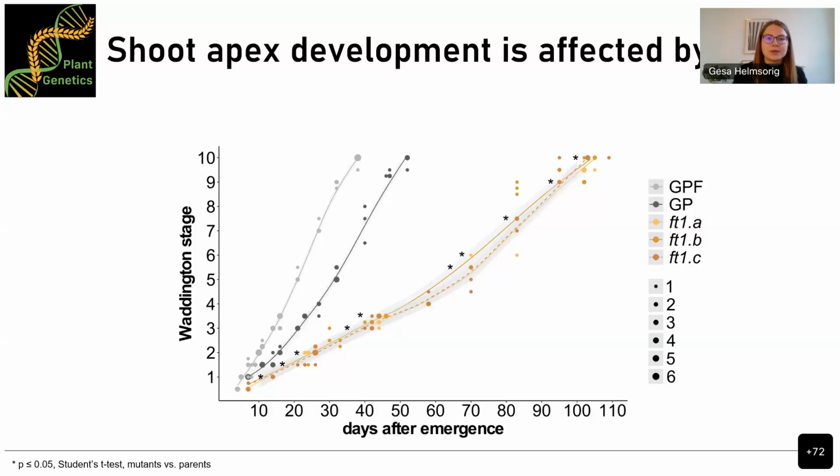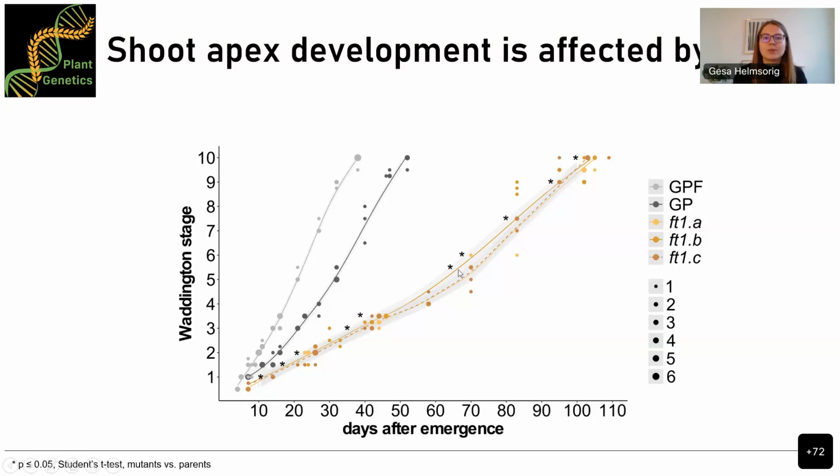So when we look at the development of these plants, we have here the Waddington stage plotted against the days after emergence. Once again, here in these gray lines, we can very nicely see this effect of PPDH1. So the Golden Promise plants are delayed during all developmental stages compared to Golden Promise Fast.